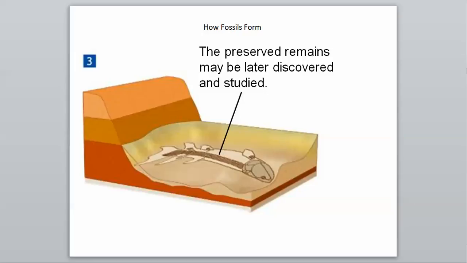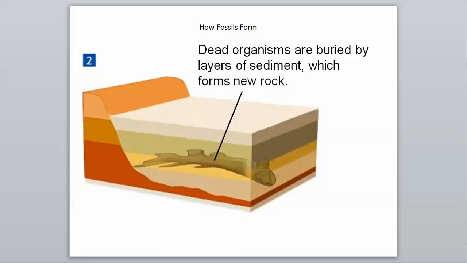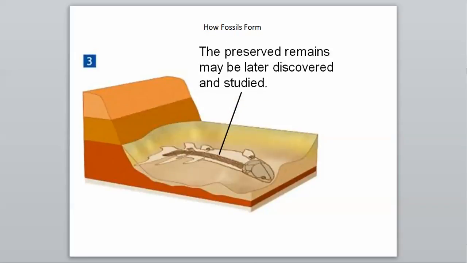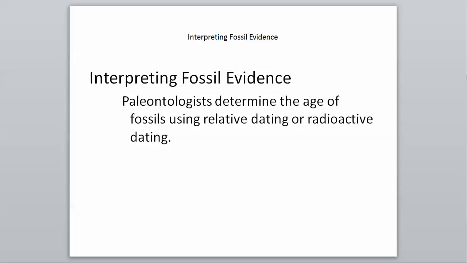So basically, this is a simple definition, but the rocks just kind of form over top of it. The dead organism can either leave an imprint on the rock or it can become part of the rock itself. And so that is how our fossils form, just very simply stating. And so now, once we find the fossils, we have to be able to interpret what that actually means.